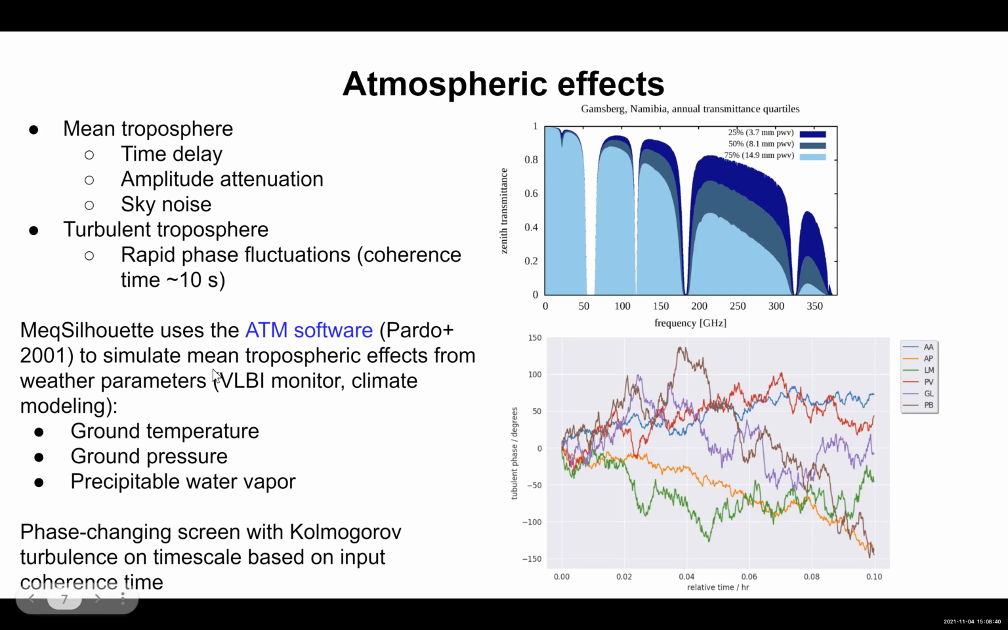And you can get these weather parameters, for example, from the VLBI monitor that is used for the EHT or from radio climate modeling. And the parameters are the ground temperature, the ground pressure, and the precipitable water vapor. And then for the phases, we use this phase changing screen with Kolmogorov turbulence on the time scale based on this input coherence time. And on the right, you can see an example for some stations, how this turbulent phase evolves as a function of time.